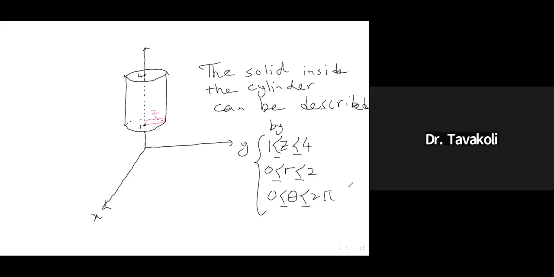If I say that theta runs from 0 to just pi, not 2 pi, that will be vertically half of the cylinder, not the entire cylinder. But from 0 to 2 pi gives me the entire cylinder. So describing inside this cylinder, or the solid which is identified by this cylinder, is much easier in the cylindrical coordinates rather than the Cartesian or XYZ coordinates.